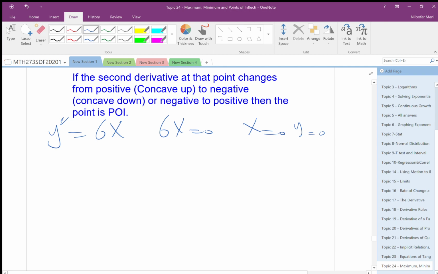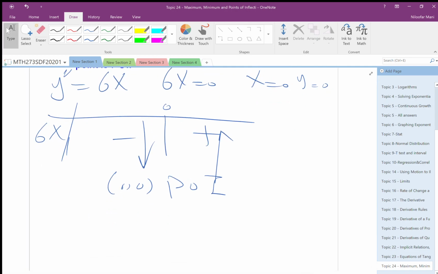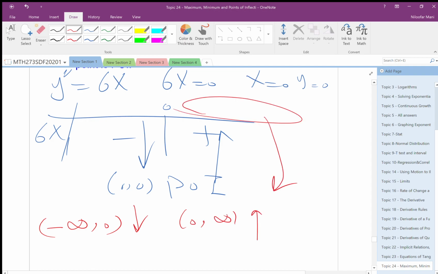Can I say this is a point of inflection? No, I have to check the second derivative. The second derivative 6x is 0 at that point, but positive after and negative before. So concave down changes to up. Yes, for sure I can say 0 and 0 is a point of inflection because concavity changes from down to up. Now, if I ask you where concave is down, you can say from minus infinity to 0 concave is down, and from 0 to infinity concave is up.